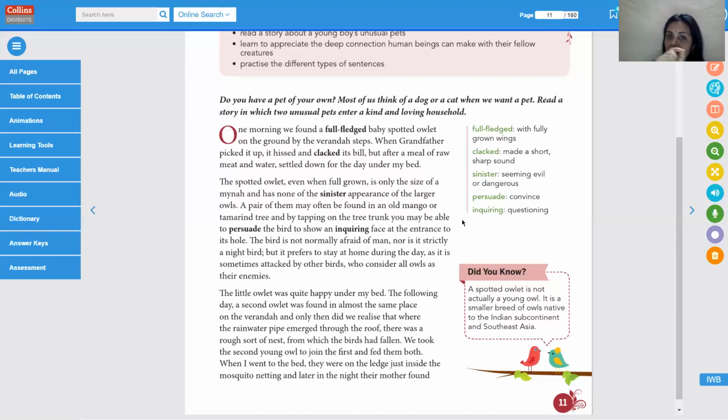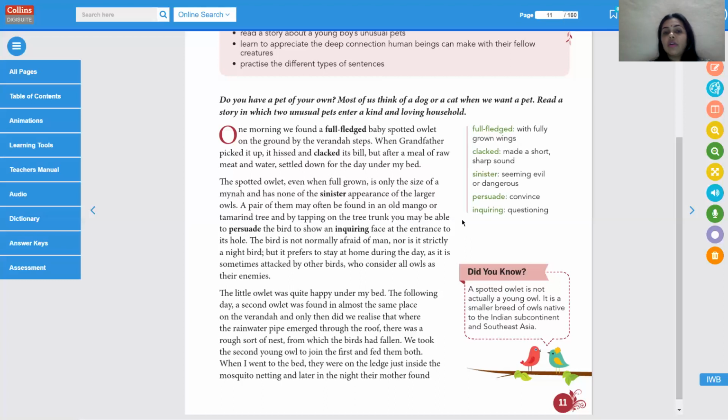shh, sort of. You know, the way we spell it out, hiss, shh. They make the same sound also. So such a combination of the spelling and the sound gives it an onomatopoeic touch. So this clang is onomatopoeia. Quickly, the five words: full-fledged, clang, sinister, persuade, and inquiring.